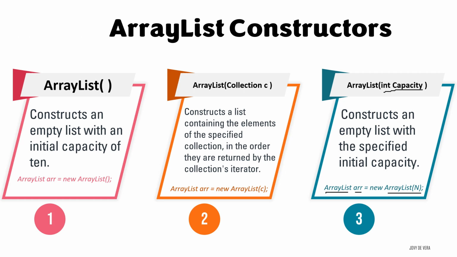I've been mentioning the terms parameter and argument. A parameter refers to the list of variables in a method declaration, while arguments are the actual values that are passed in when the method is invoked or called.